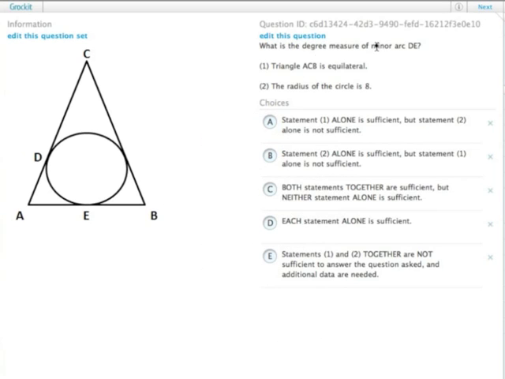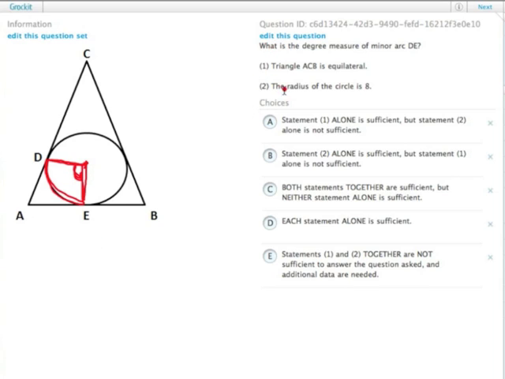So the degree measure of minor arc DE, we need to know what percentage of the circle this is, or what the angle is that generates it. And so maybe the angle is the easier way to think of it. So if we have the center of the circle here, this is a radius of the circle, and this is a radius of the circle, we need to figure out what this degree measure is.